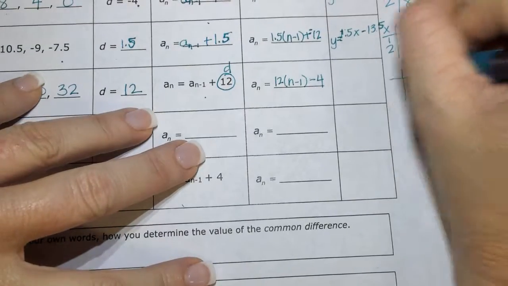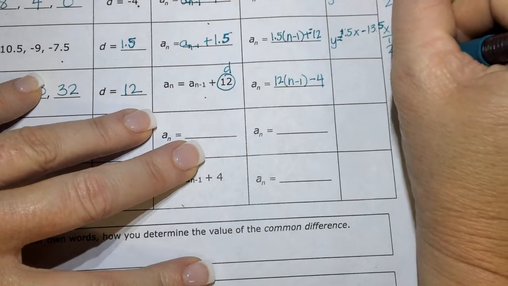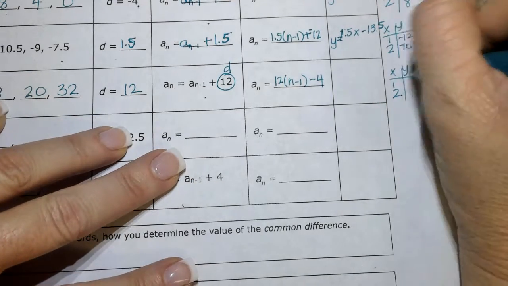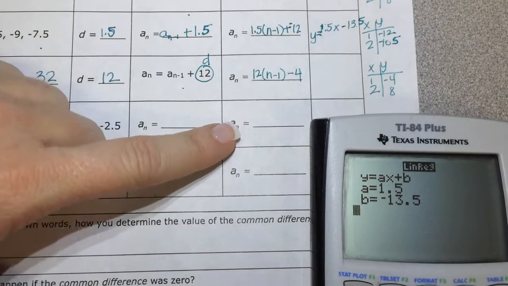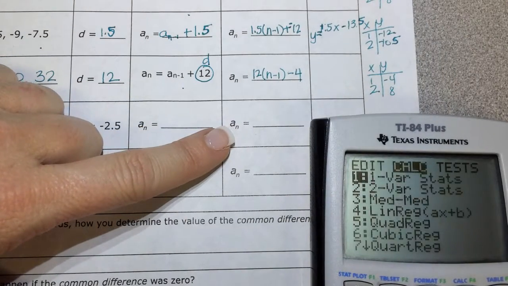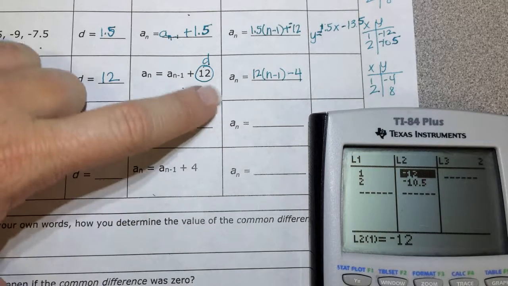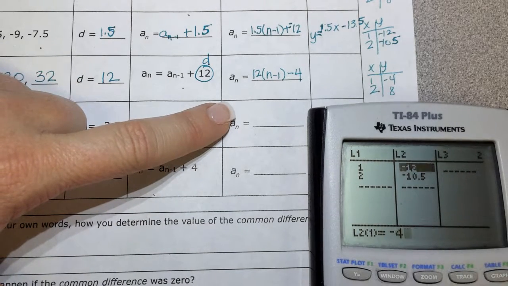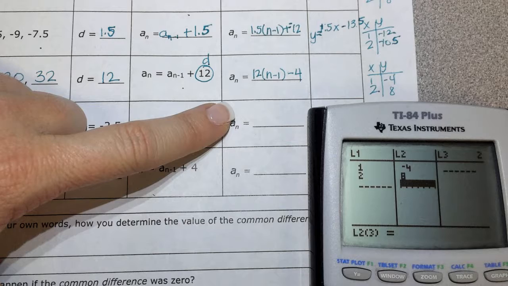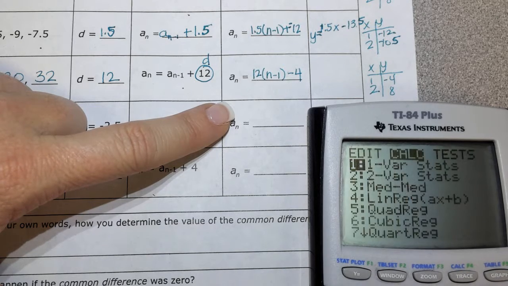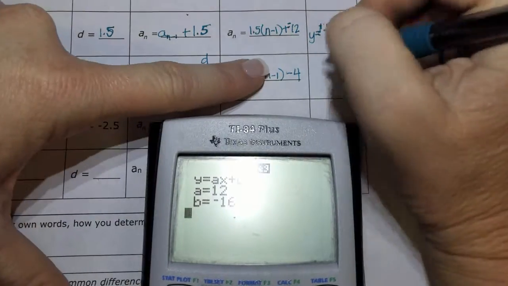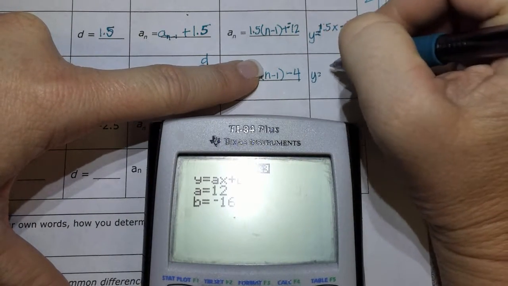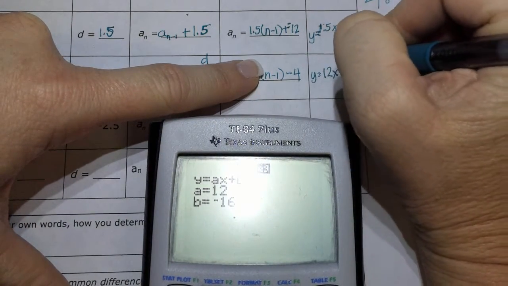And then for my function rule, I have -4 and 8. That's my first two terms. So I go to stat, edit. So -4 and 8. And then I go back to stat over to calc. Therefore, my equation is going to be y equals 12x minus 16.